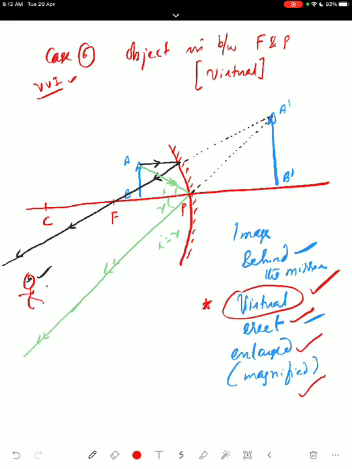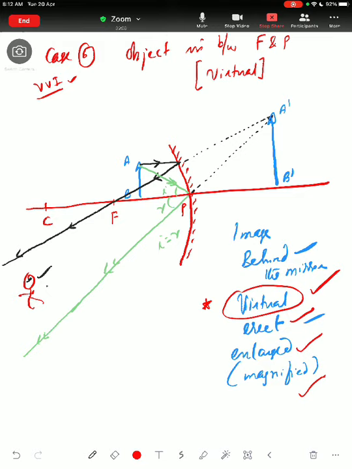So the 6 cases, all the diagrams should be there in the copy. This is the only case where the concave mirror can form a virtual image. You have to recognize all the 6 cases, the location of the object and the position of the image and their nature. Next class we will again revise the different locations and the nature of the image. Draw all the diagrams in the copy, all of you.